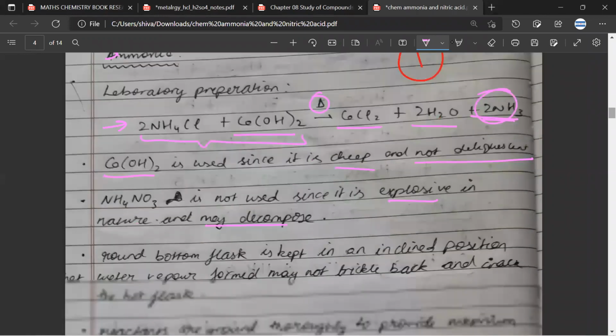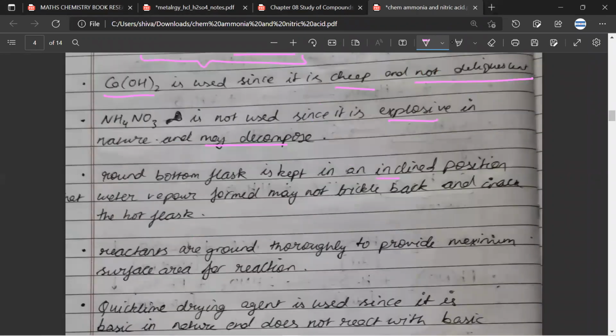Then let's scroll down a bit. The round bottom flask is kept in an inclined position so that water vapor formed may not trickle back and crack the hot flask. Reactants are ground thoroughly to provide maximum surface area for reaction. If you have a huge block of, for example, iron, ground thoroughly means you divide this into very small pieces so that it provides maximum surface area for reaction.